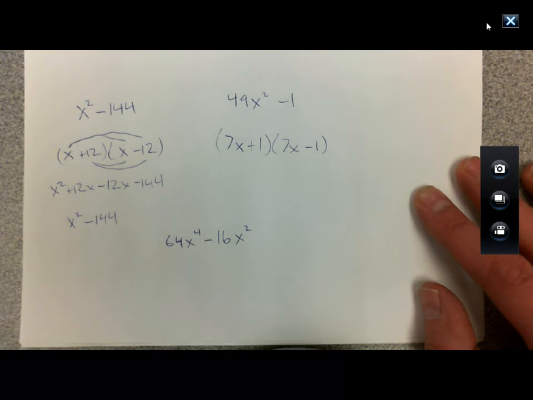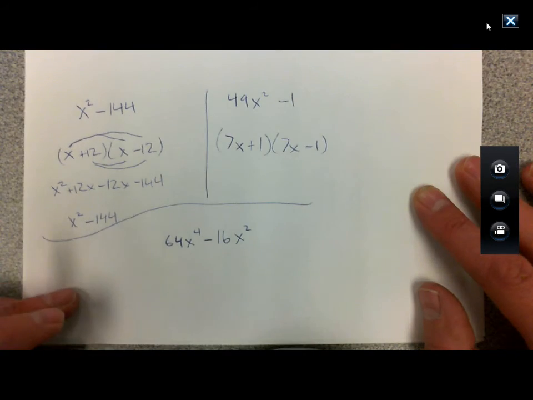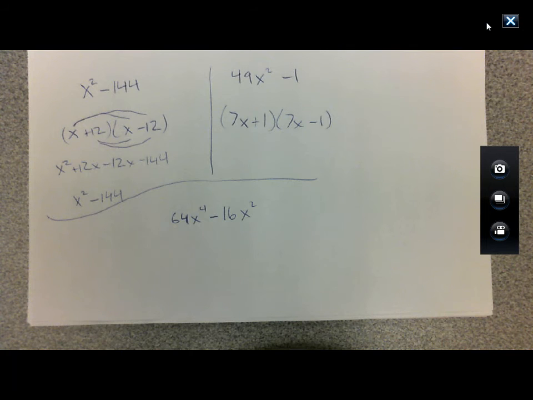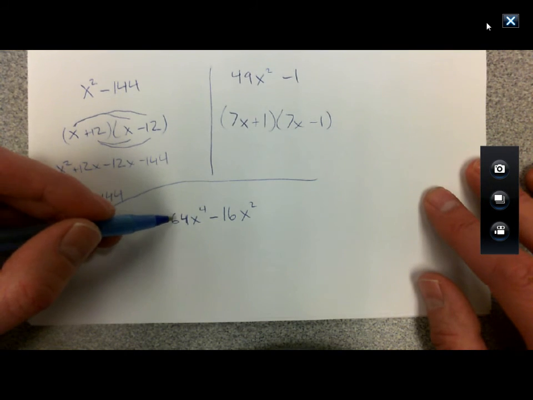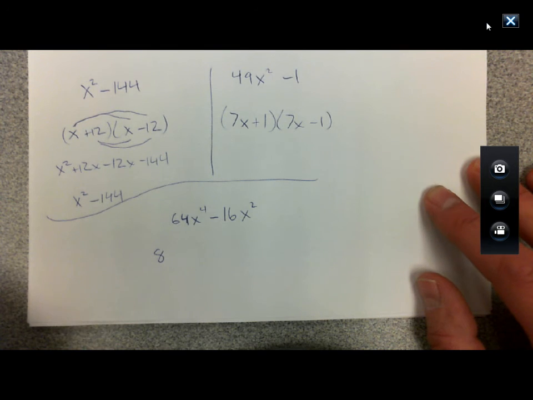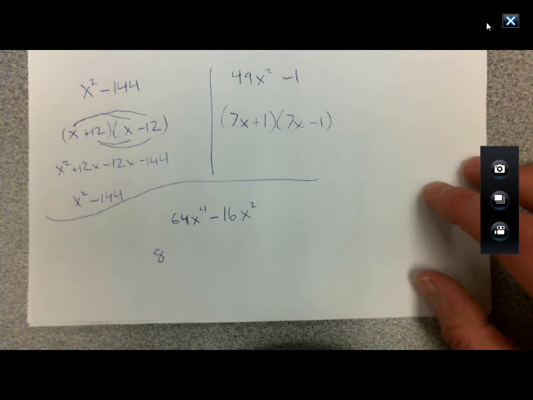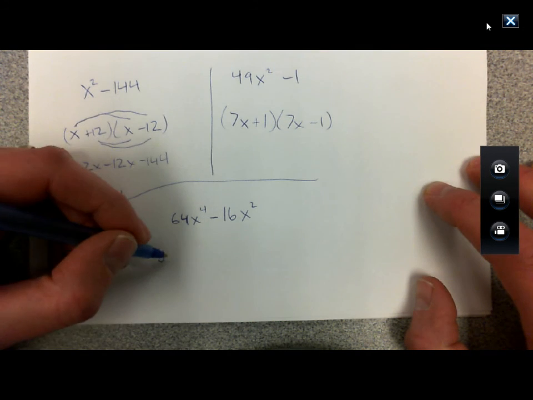We have the solution. For the bottom one here, we've got 64x to the fourth minus 16x squared. That's a little bit different because now we get this fourth in there. Luckily, everything still works out. Something squared is 64. 8 times 8 is 64. Something times itself is x to the fourth, which means x squared. x squared times x squared is x to the fourth.